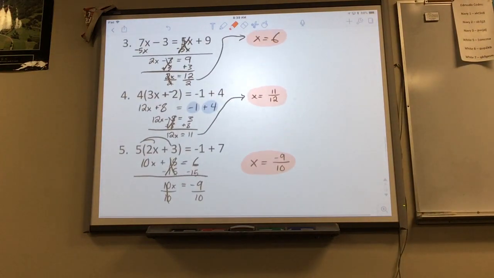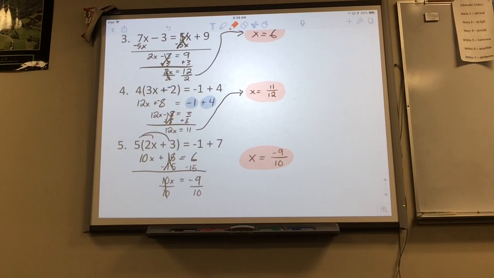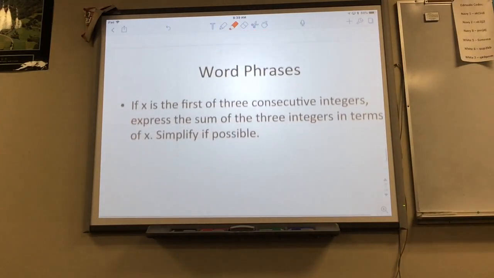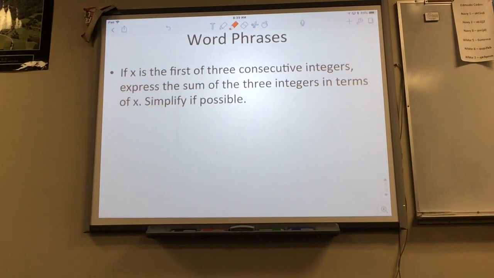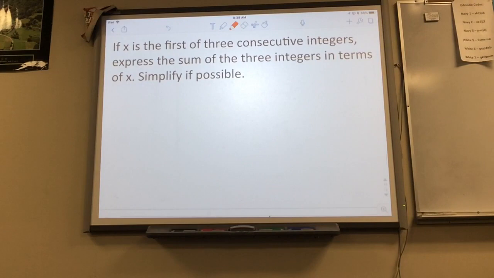Okay, remember we want to move all our letters to one side and all our numbers to another. All right, so this one tends to confuse people a lot. Please listen, and I promise it shouldn't be confusing. It should be very simple.